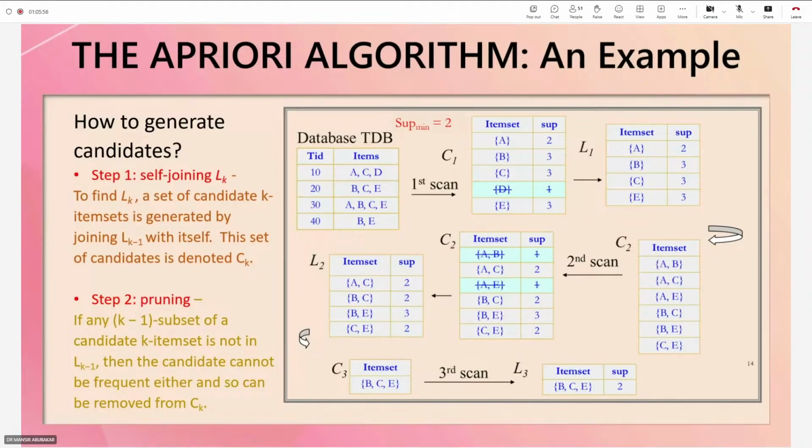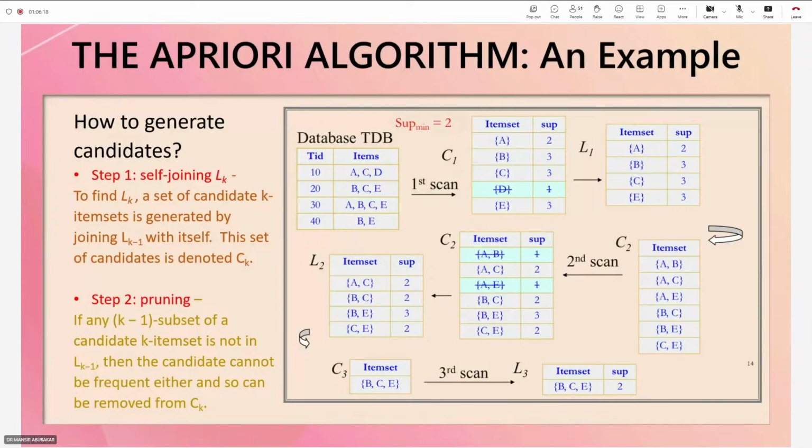And then step 2 is what is called the pruning. So if any k minus 1 subset of a candidate k item set is not in L k minus 1, then the candidate cannot be frequent either, and so can be removed from the Ck. Simply put, if the candidate does not satisfy this condition, it is removed from the list.